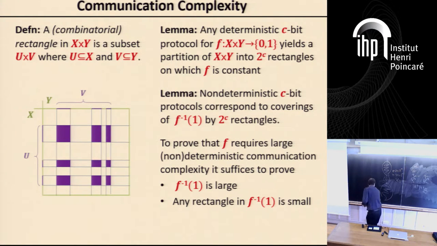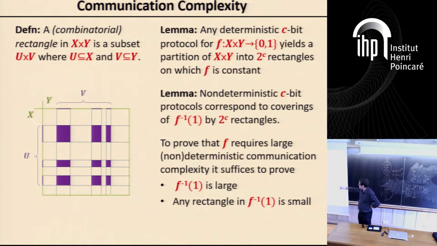So for example, with the equality function, x and y, what do the rectangles look like? There are 2^n inputs on each side. The only rectangles you can get are the ones on the diagonal for the equality function. So that's 2^n rectangles. Each rectangle is of size 1. So you need 2^n rectangles, so the complexity C is at least n for the equality function. So that's an example, even for a non-deterministic protocol.